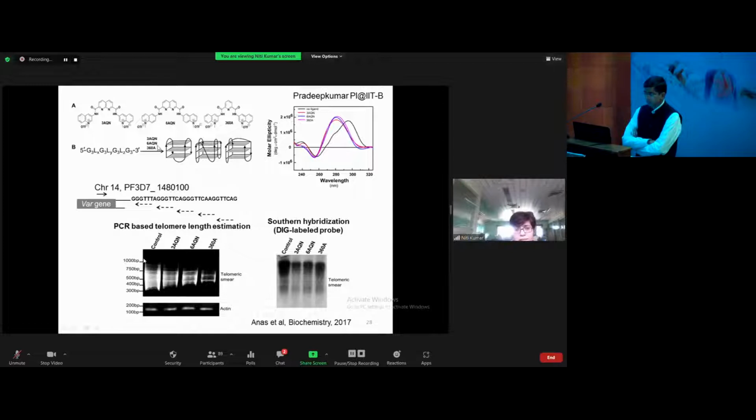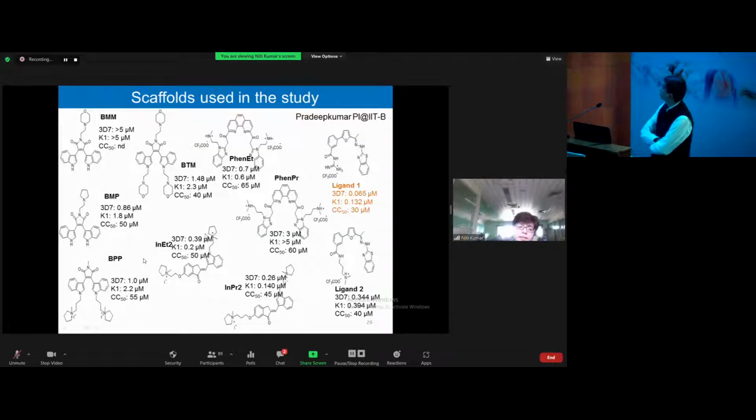And when we treated these compounds to the parasite, we found that there is a decrease in the telomeric smear. We extended this study with other quadruplex interacting compounds, and as you can see, not all the quadruplex interacting compounds show good activities. We stumbled across this furyl benzamide compound, and we found that it had significant activity, 65 nanomolar, both in sensitive and good activity in the chloroquine resistant strains, and with the CC50 of cytotoxicity of 30 micromolar.